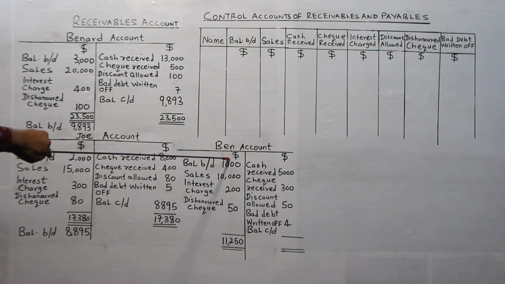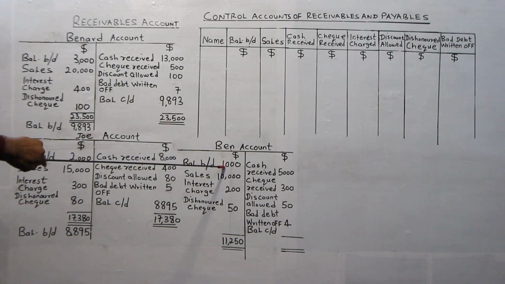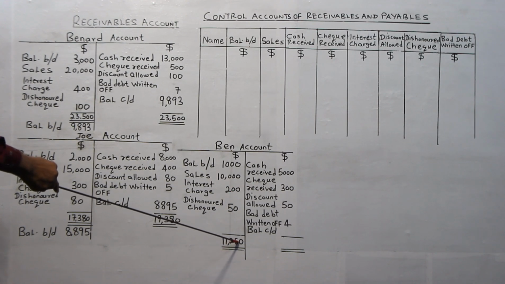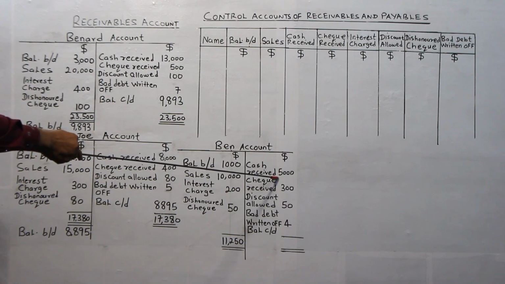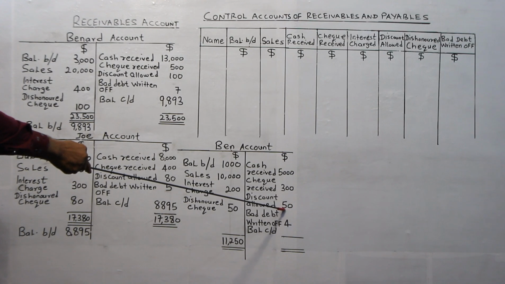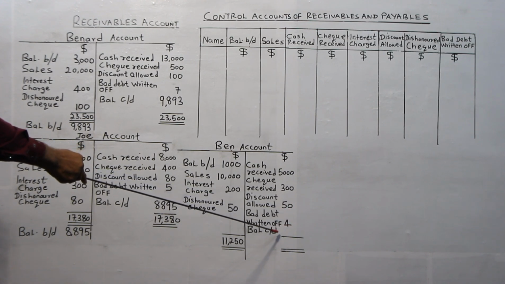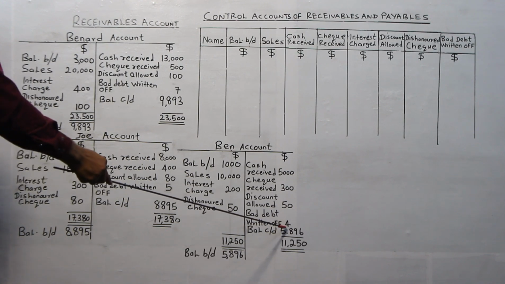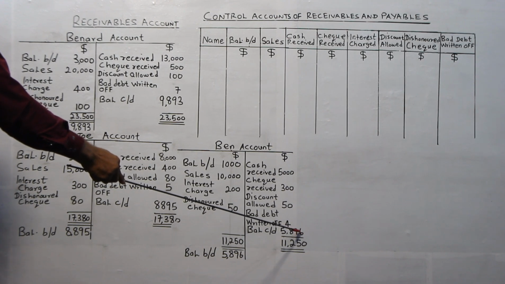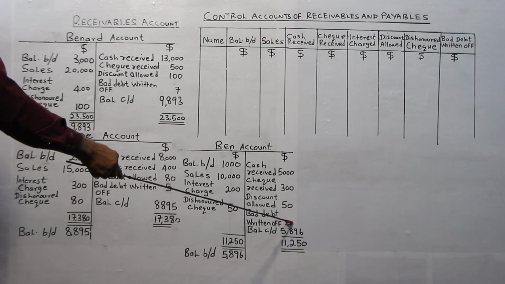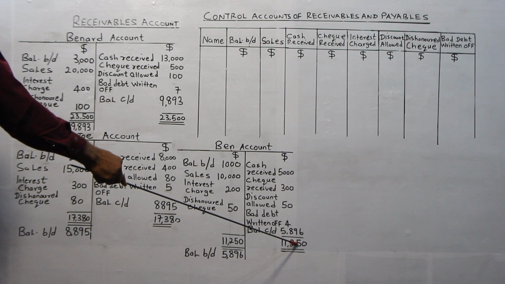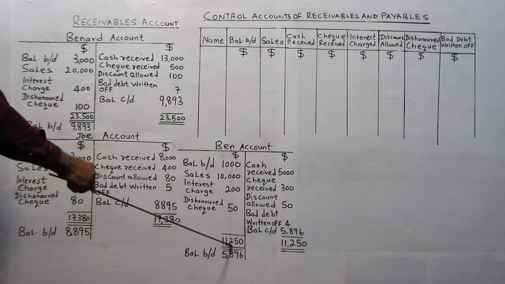Now, adding what Ben is owing directly or indirectly, we have 1,000 plus 10,000 plus 200 plus 50. That gives us 11,250 minus 5,000 minus 300 minus 50 minus 4. We now have a closing balance on Ben's account, a receivable of 5,896. If you add 5,896 plus 4 plus 50 plus 300 plus 5,000, it's going to give you 11,250, which is the same with the close figure here.